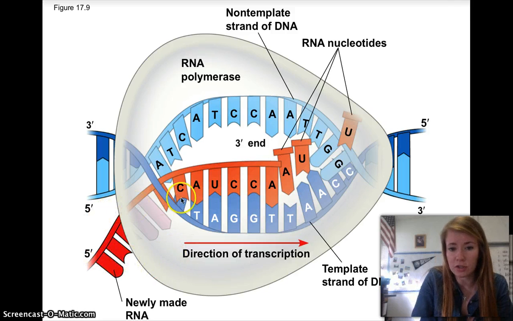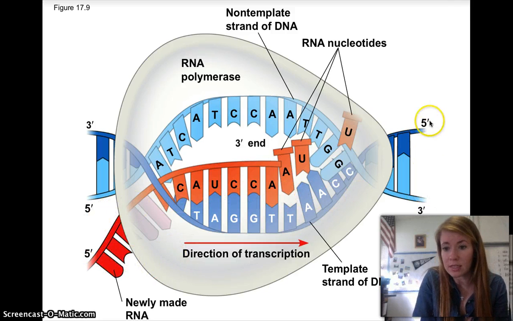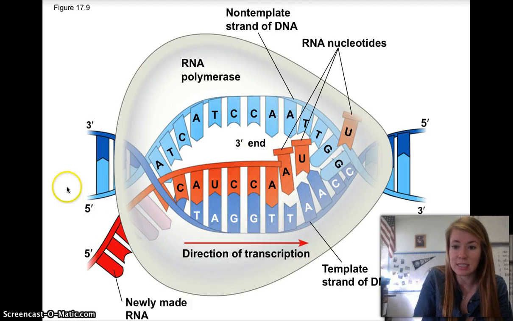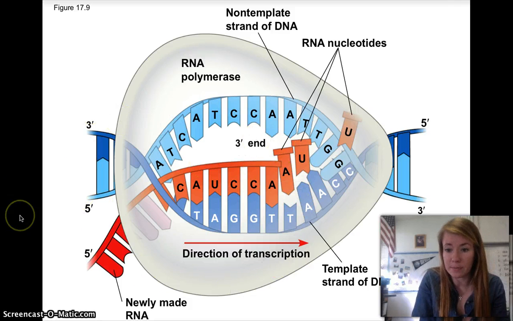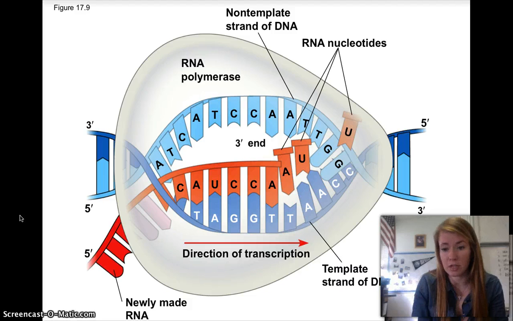So this is the direction of transcription. So up here, this is upstream from where RNA polymerase is, and back here, this is downstream from RNA polymerase, and up here is upstream. So we're moving downstream as we move down the DNA template.